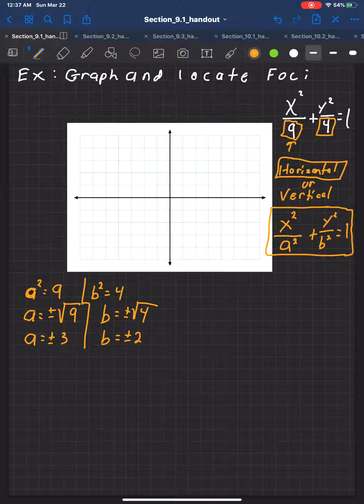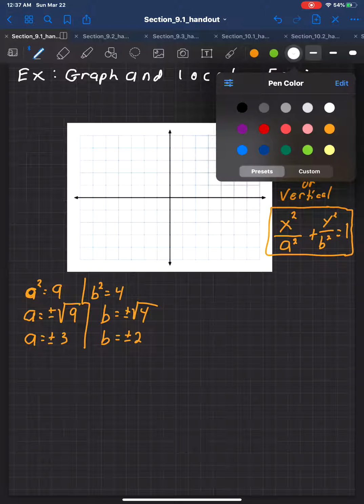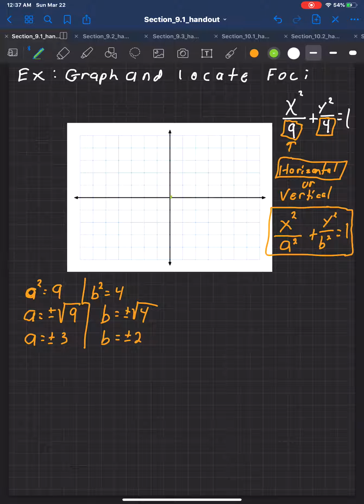Ready? So let's pretend like we start at the center, the origin, and now you are going to travel, since look, the 9 is under the x, right? So you're going to travel 3 units to the right and 3 units to the left. So 1, 2, 3. So this is a is equal to 3. And then 3 to the left. So here's where a is equal to negative 3.